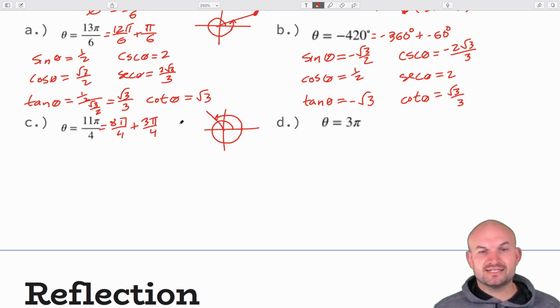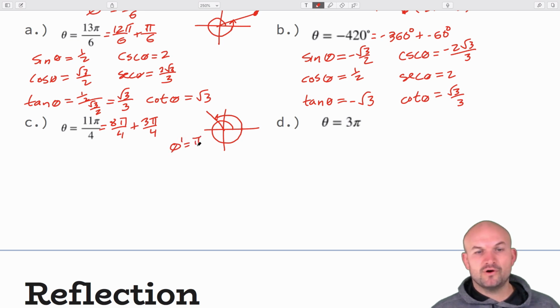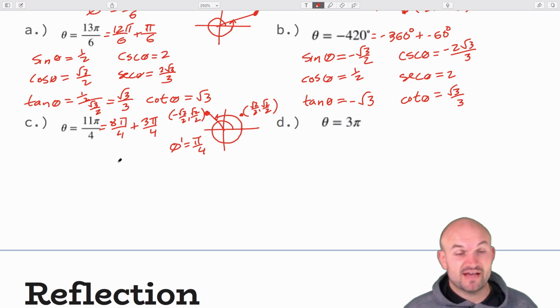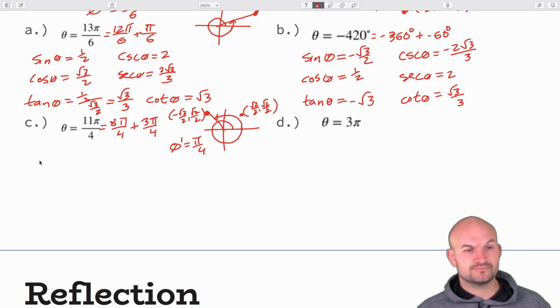From there, we recognize that the reference angle is going to be pi over 4. So the coordinate point over here is going to be square root of 2 over 2, comma, square root of 2 over 2. Therefore, for this point, it's going to be a negative square root of 2 over 2, comma, positive square root of 2 over 2. So now let's just evaluate the 6 trig functions.